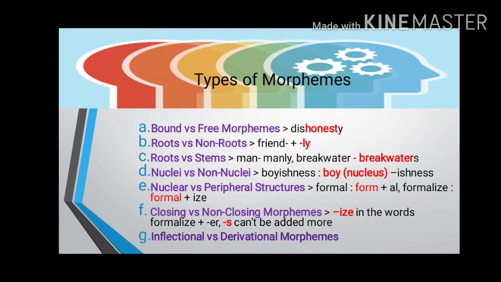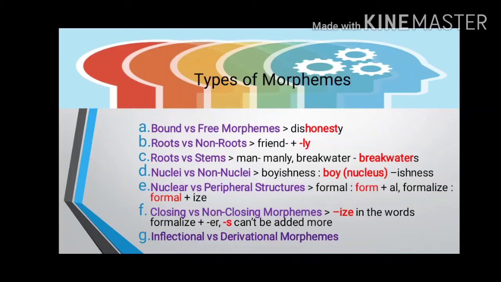Another discussion is about types of morpheme. So here we have free and bound morphemes. When we have an example, dishonesty, honest is a free morpheme, while dis and y are bound morphemes. Another thing is roots and non-roots. So we have the word friendly. Friend here is the root and ly here is non-root.